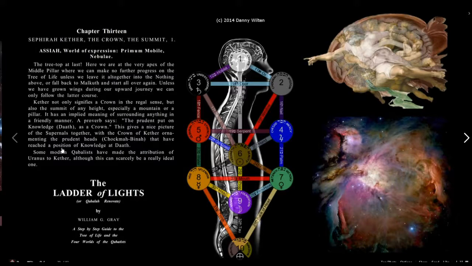It has been implied the meaning surrounding anything in a friendly manner. A proverb says, "The prudent put on the knowledge of Daath as a crown." This gives a nice picture of the supernals together with the crown of Kether ornamenting the prudent heads, Hokmah and Binah, that have reached a position of knowledge at Daath. And then it says some modern Kabbalists have made the attribution of Uranus to Kether, although this can scarcely be a really ideal one. And that's true because of the nebula.